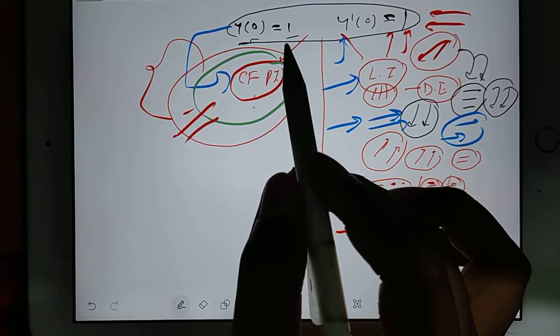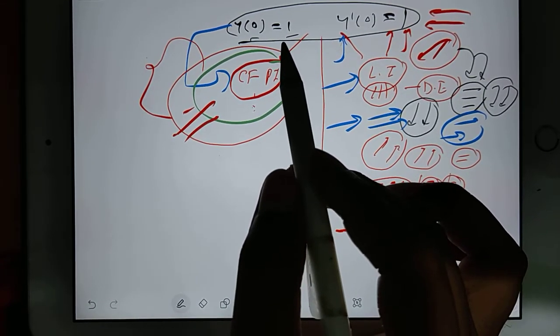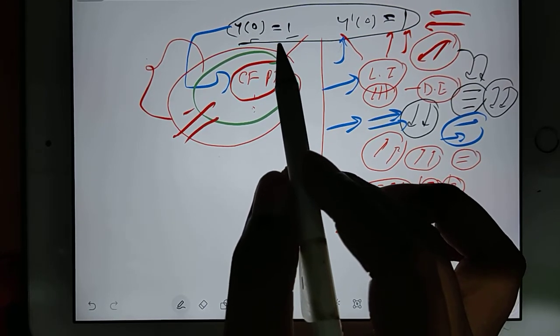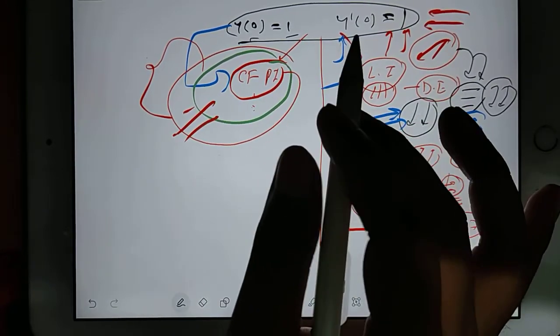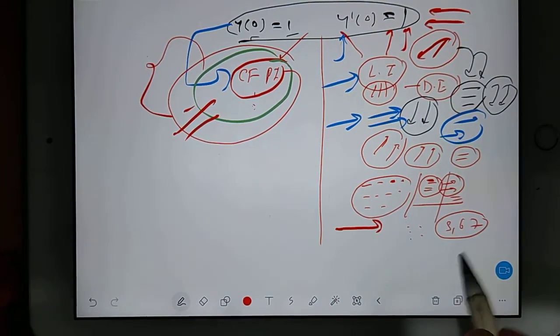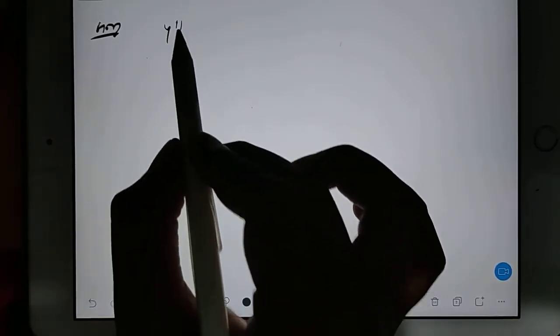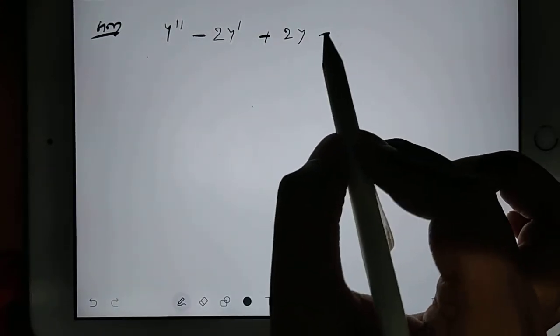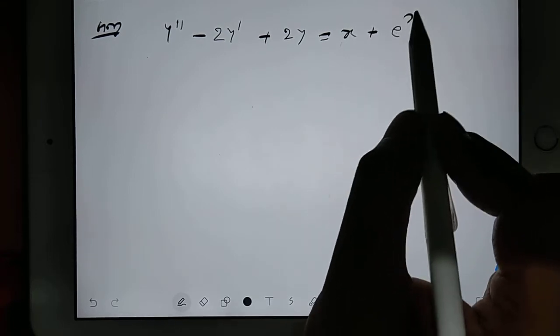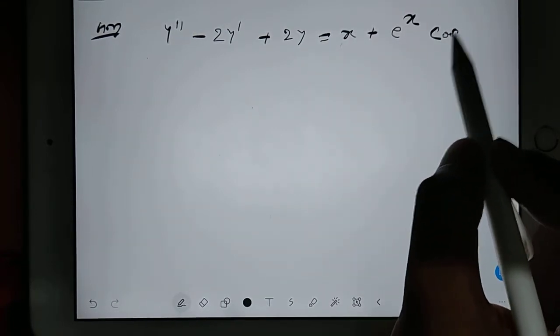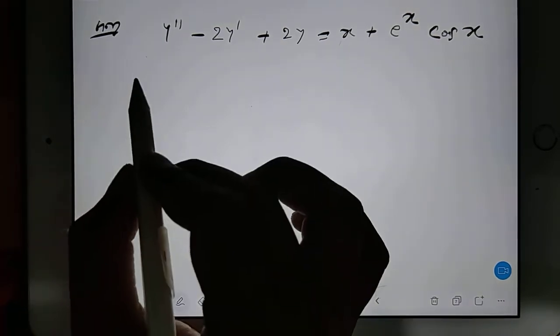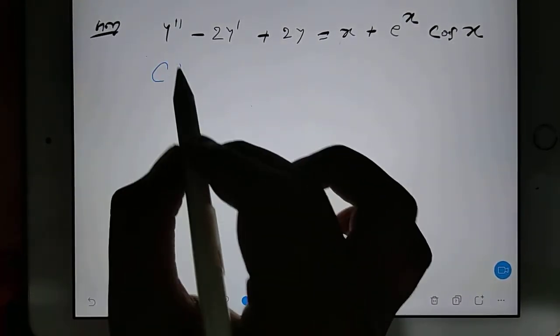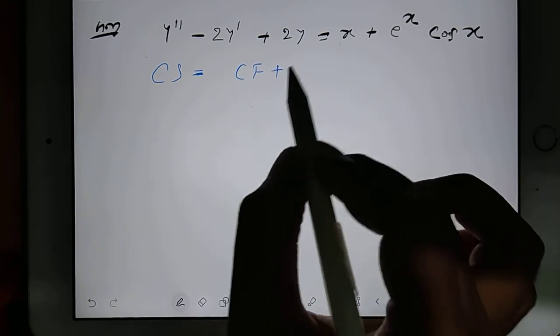Now we'll change our topic. I'm giving you some homework. I will give the solution also, and you can verify later. Take down your homework. Your first question: y double dash minus 2y dash plus 2y is equal to x plus e power x cos x. For this question, you have to find the complete solution. Complete solution is nothing but CF plus PI.